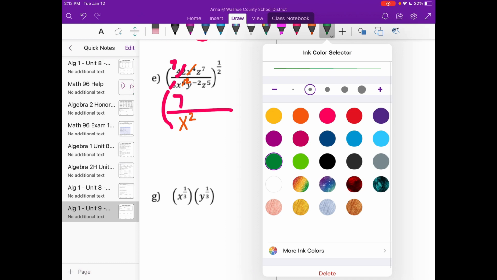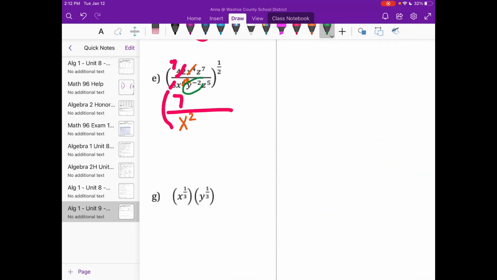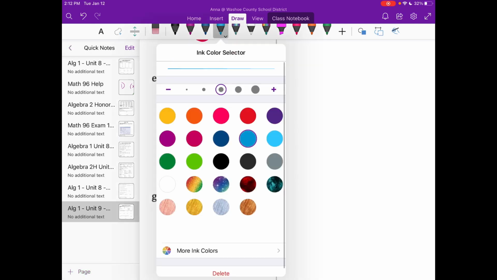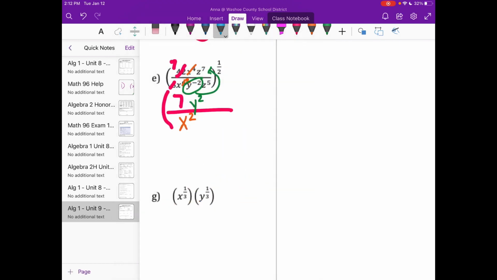Okay. On our y's, we've got to be kind of careful because the y has a -2. To get rid of that negative, it's got to go to the top. Okay, so y squared goes to the top. And on our z's, we've got 7 z's on top, 5 z's on the bottom. So we're going to take away 5 z's from each. All right, so I have z squared on the top. And this is all being raised to a power of 1/2.